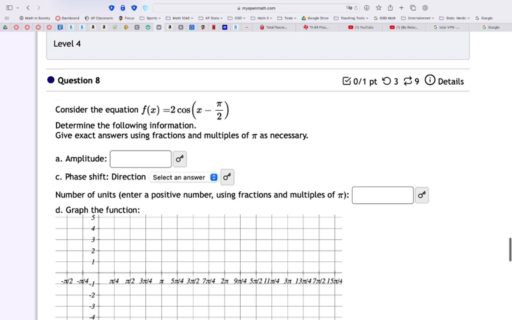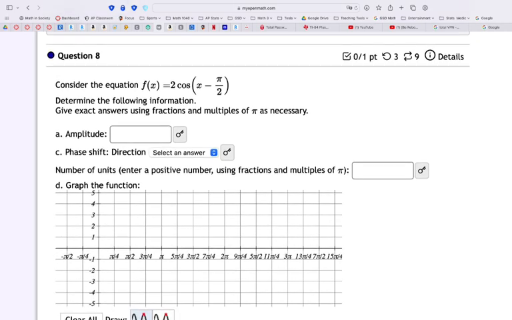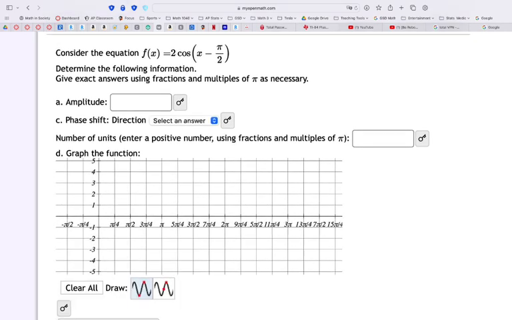Okay, I believe this is the last question. All right, so it's not the last question, so I think we have two more. But anyway, this is not easy. This one, it's a tricky question.